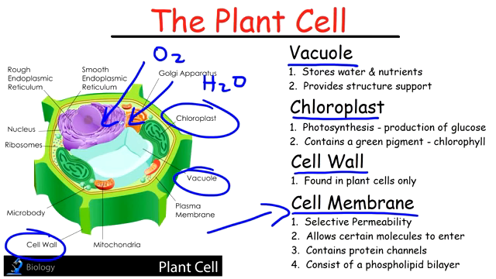And so that's the function of the cell membrane. It's basically like the gate of the cell. It allows some things to enter while blocking the passage of other stuff from going into the cell.